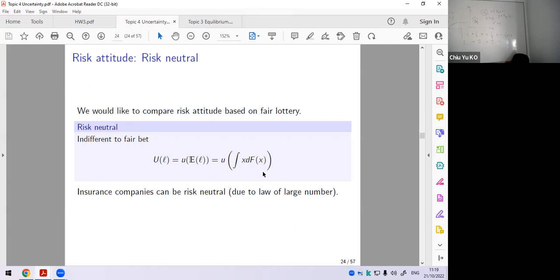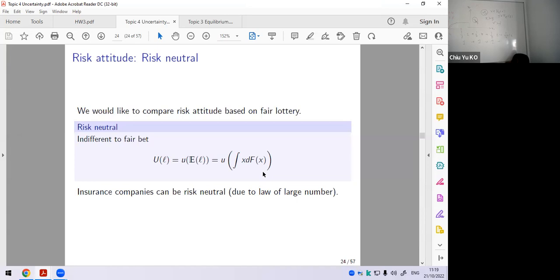Or you can imagine that if you have a lot of money and I ask you to do a lottery, you are not so much different. Suppose I ask you to do a bet of winning $1 and losing $1. I think it's fair, you are okay. But if I say $100, probably you think a little bit more. If I say 1 million, then you would probably be risk averse. So for a big company, you can assume risk neutral.